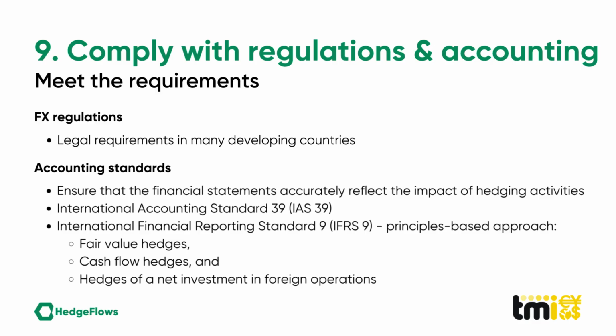Hedge accounting. IFRS 9 continues to provide guidance on hedge accounting, but it introduces a more principles-based approach. It includes more flexible criteria for hedge effectiveness and eliminates the 80 to 125% rule used in IAS 39. Types of hedges. IFRS 9 recognizes three main types of hedges: fair value hedges, cash flow hedges, and hedges of a net investment in a foreign operation. It also introduces some refinements to hedge designations.